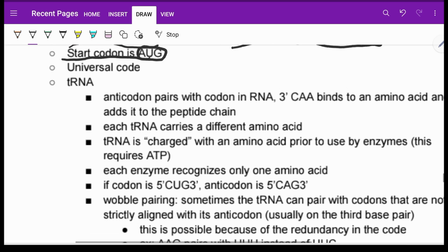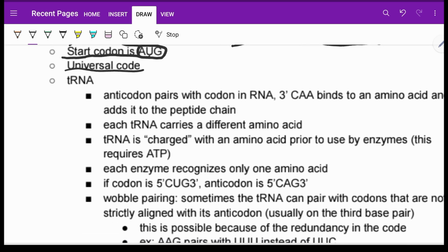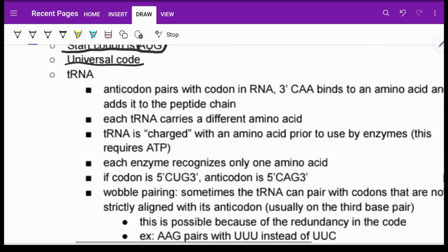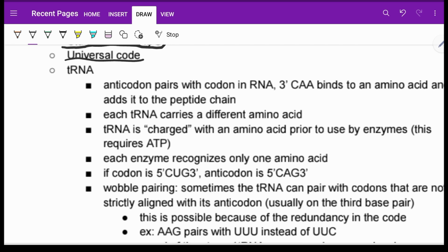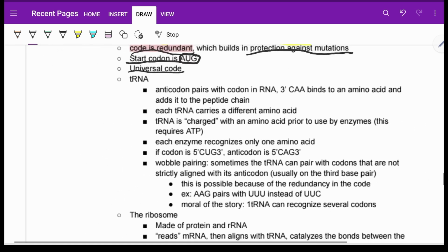There is a universal code. For the most part, this is the same across all organisms. There are very few exceptions. There are always exceptions in biology, but this one has a lot fewer exceptions than most. Okay, so tRNA.